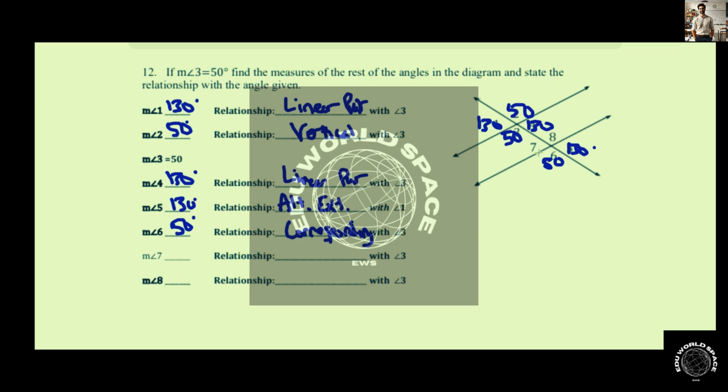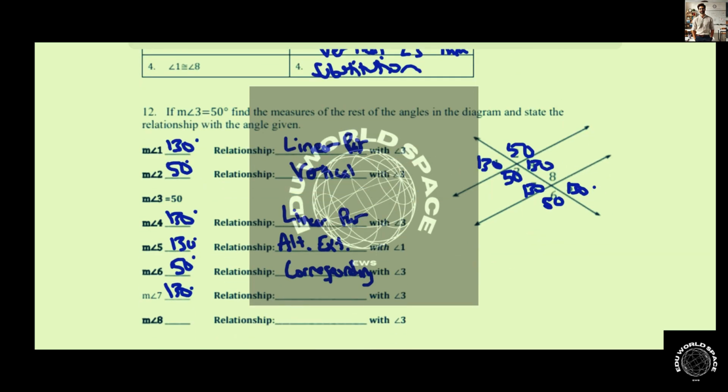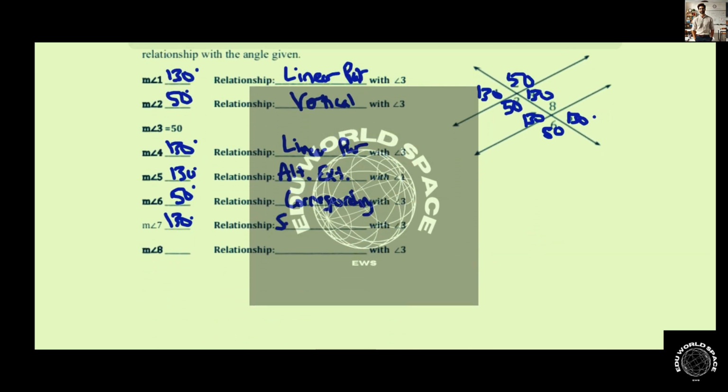Angle 7 would have to be 130. Its relationship with angle 3 is called same side or consecutive interior. Not sure what you may call it. I'll call it same side, but another common name for it is consecutive interior. Same side interior. And angle 8 is also 50 degrees. Its relationship with angle 3 is alternate interior.